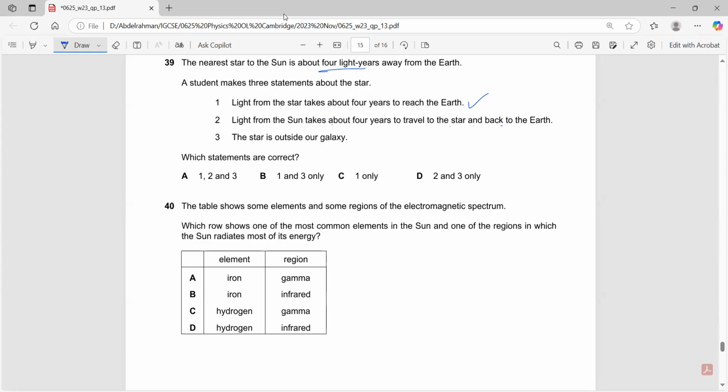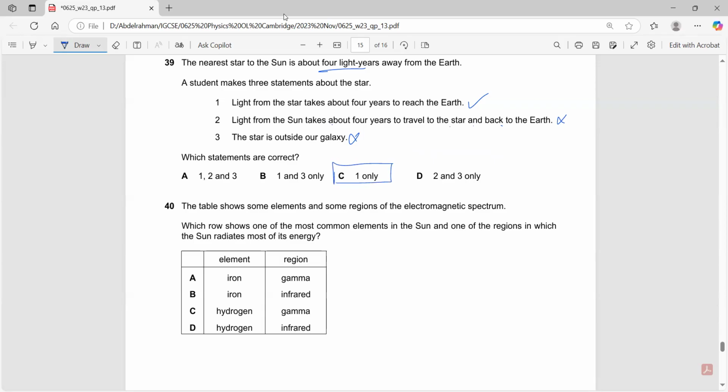Why? Because you can think of it as an echo, for example. As it goes and comes back, it takes 8 years. So this is wrong. The star is outside our galaxy? No, definitely not, because our galaxy is 100,000 light years. Okay, that is the diameter of our galaxy.